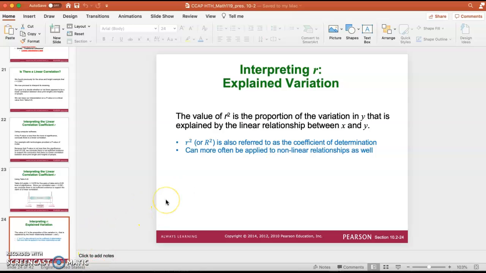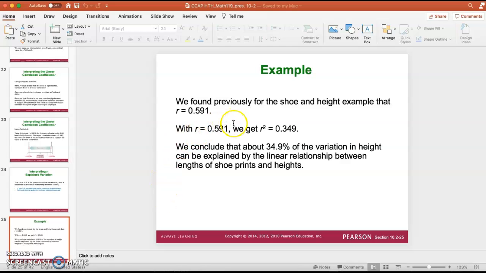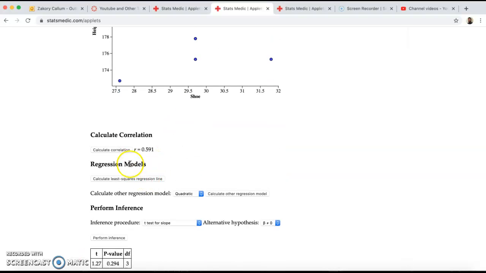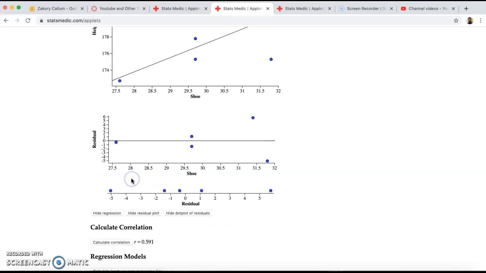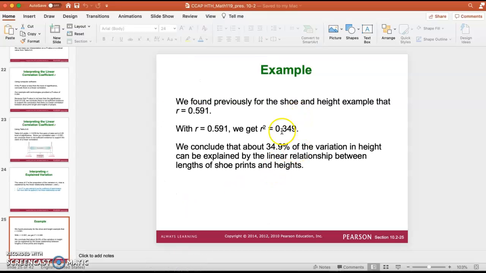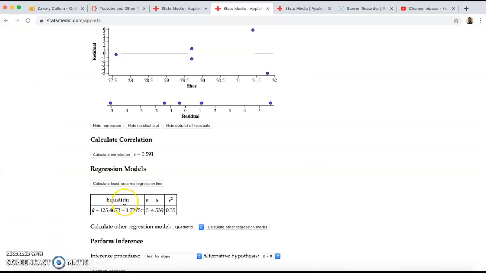I want to show you on that same StatsMedic applet, you can find that r squared value, which of course you could get from just typing into the calculator 0.591 squared. But the StatsMedic applet can calculate it for you as well. I come under regression models, and I just click that button there. Then I find the r squared value of 0.35 there, which is about the same as that 0.349. Now this will give some extra stuff as well, which will be helpful for the next section of chapter 10. But right now I'm just looking at that r squared.